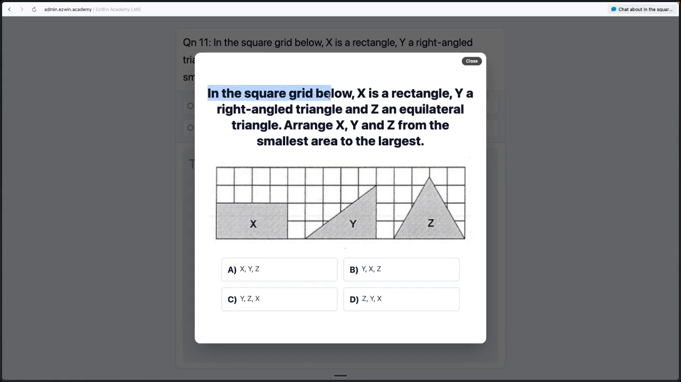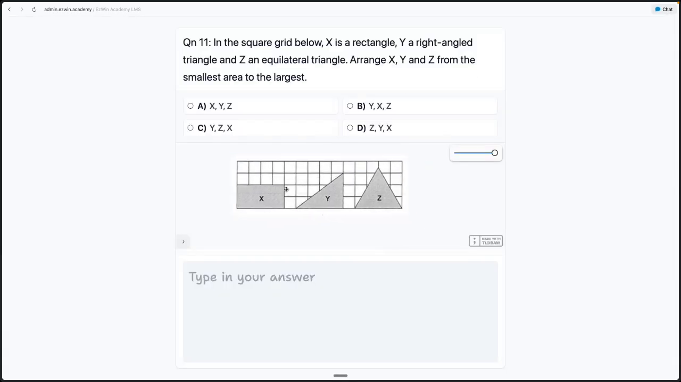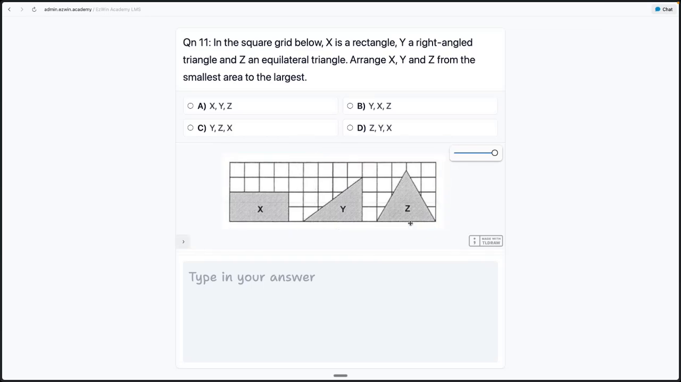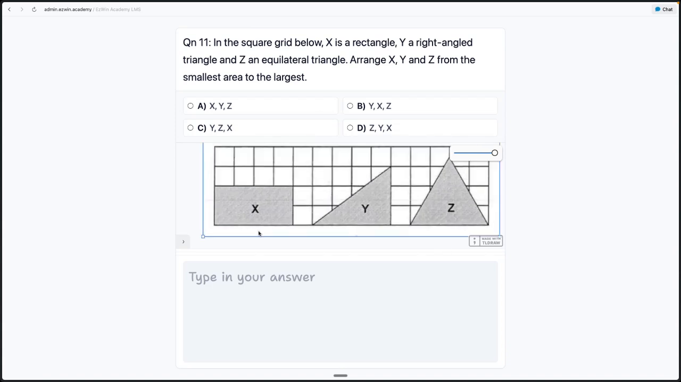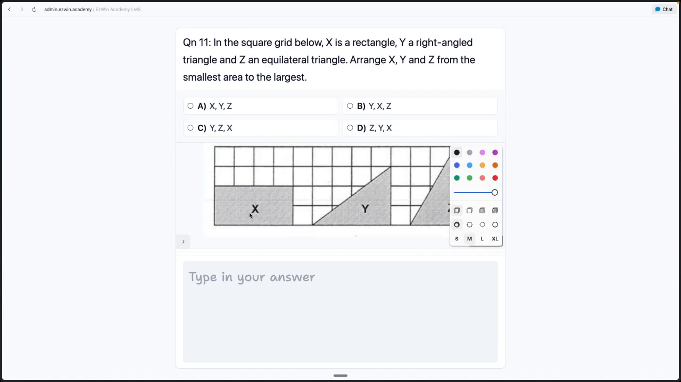Question 11. In the square grid below, X is a rectangle, Y is a right angle triangle, and Z is an equilateral triangle. Arrange X, Y, and Z from the smallest to the largest. So from here, we just need to find out what is the area, right? Area from the smallest area to the largest area. So we can just calculate accordingly.